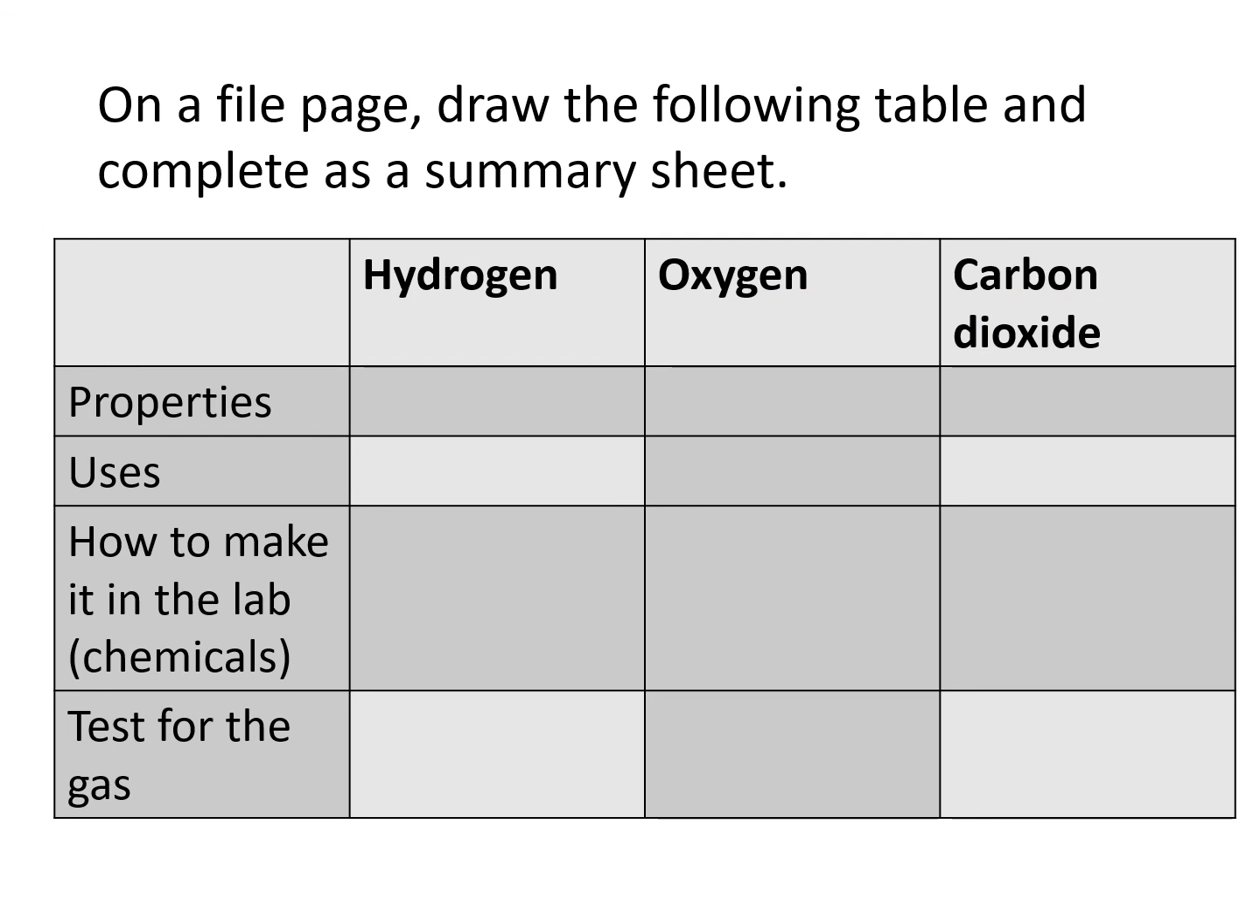Our homework today is on a file page: draw the following table and summarise the 3 gases we have met so far. Think about their properties, so do they have a colour? Are they colourless? Do they have an odour? Think about their uses. Think of the chemicals we used to make them in the lab and how we tested for these 3 gases.